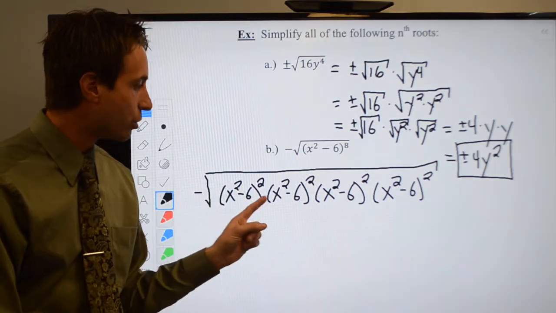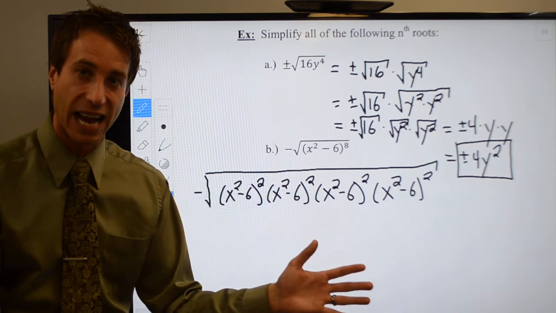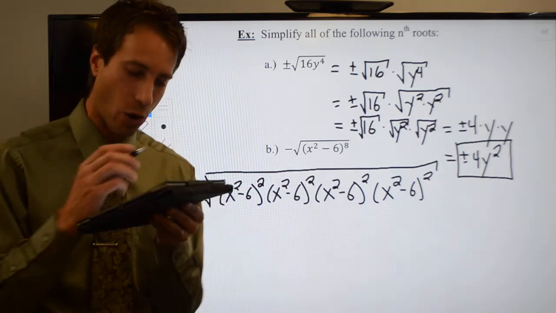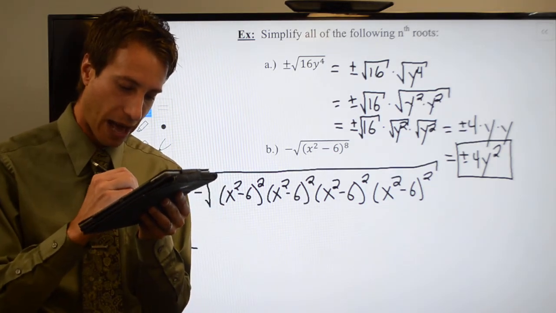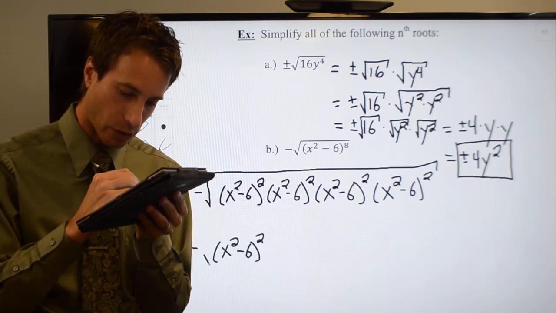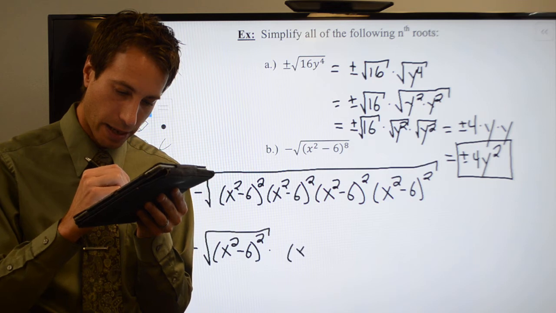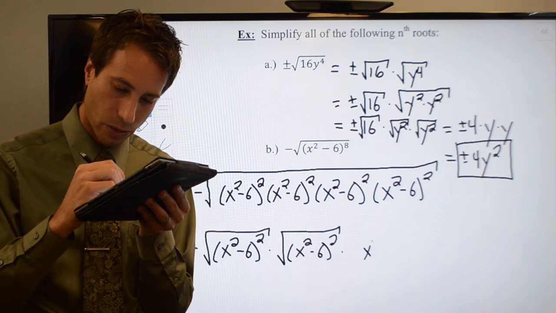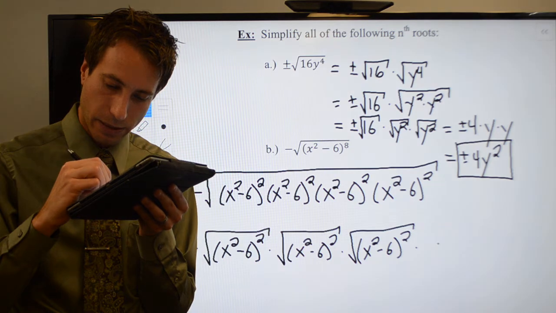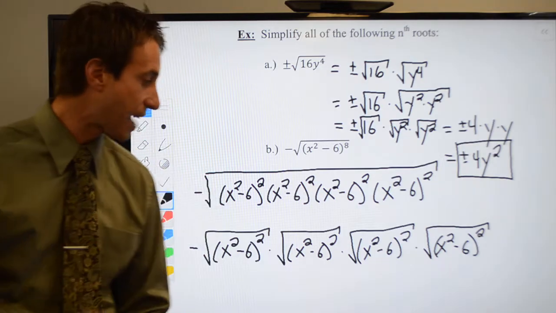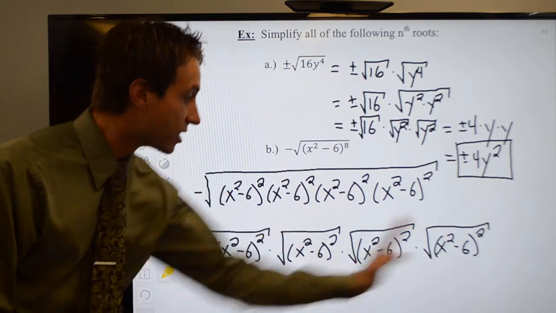Well, now I can use the product property to split all those guys up, and the index and the power are now going to be the same. So let me go ahead and rewrite this one more time. I will have x squared minus 6 squared, and I'll take the square root of that, multiply by x squared minus 6 squared, take the square root of that, times x squared minus 6 squared, take the square root of that, times, last one, x squared minus 6 squared, take the square root of that, right? So now I've used that product property to split them all up.